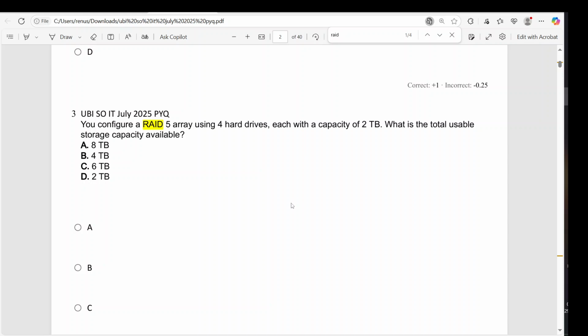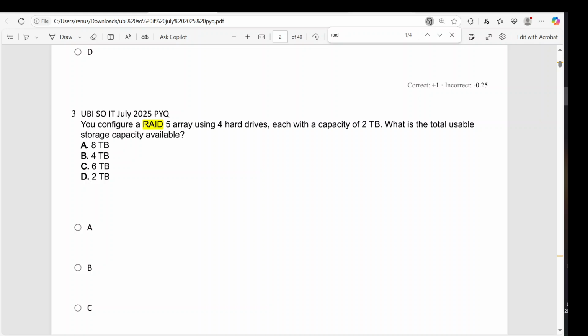So, let's understand the concept first. Then we are going to solve this numerical which was asked in the UBI examination. First I will explain in English, then in Hindi, so that you can understand it very clearly.